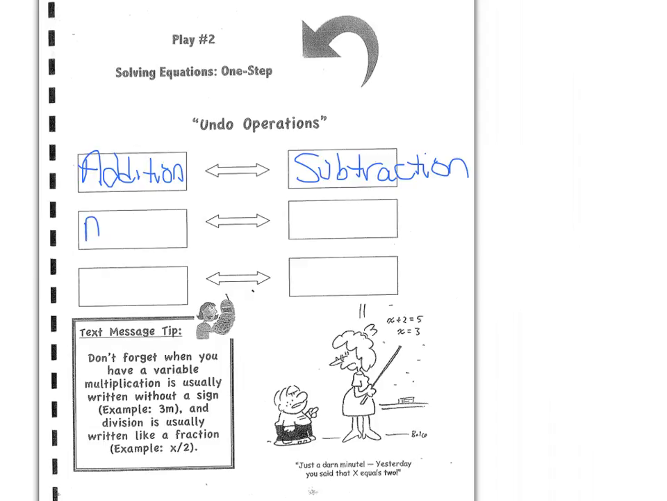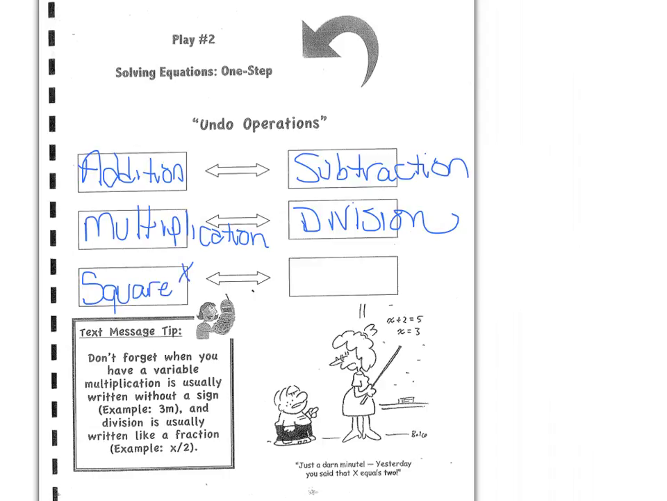The opposite of multiplication is division, and the opposite of division is multiplication. And we won't be doing this this year, but it's still good to know: the opposite of squaring a number, like x squared, is the square root. That funny little symbol is the square root sign, or a radical.